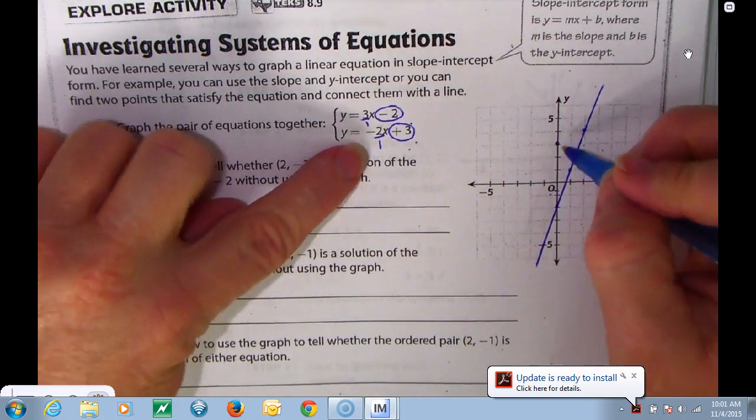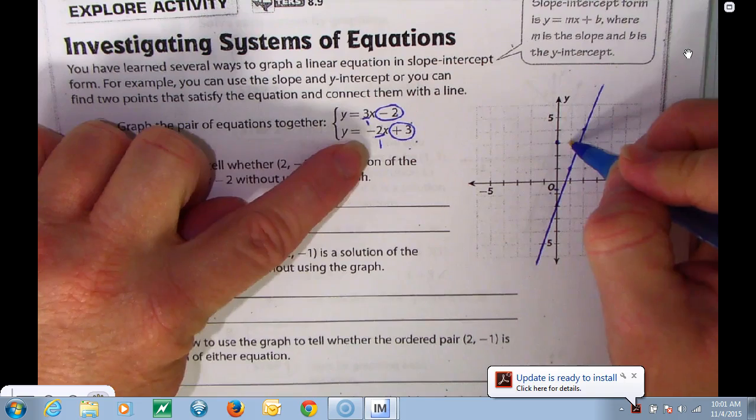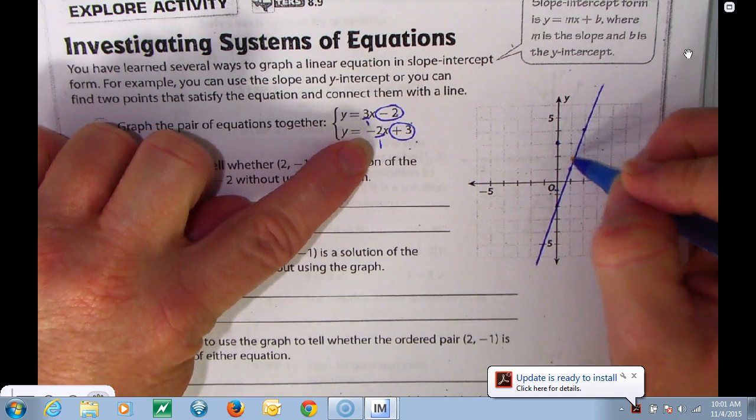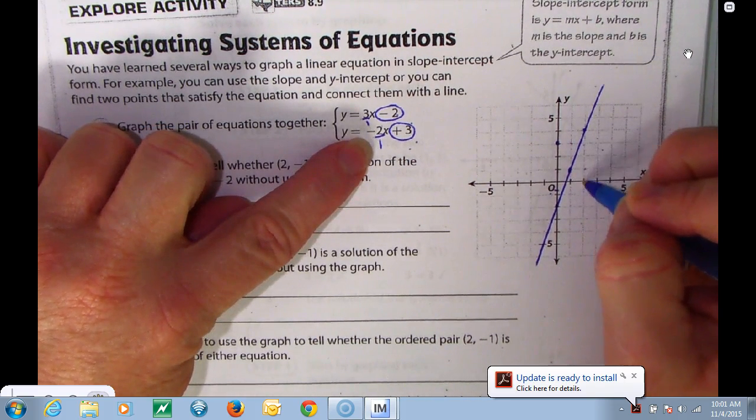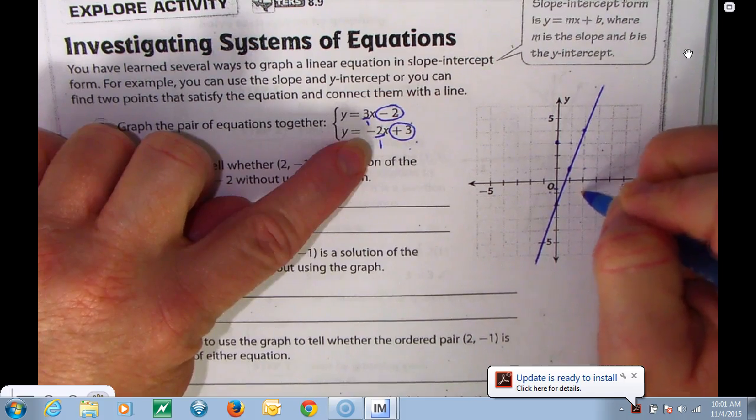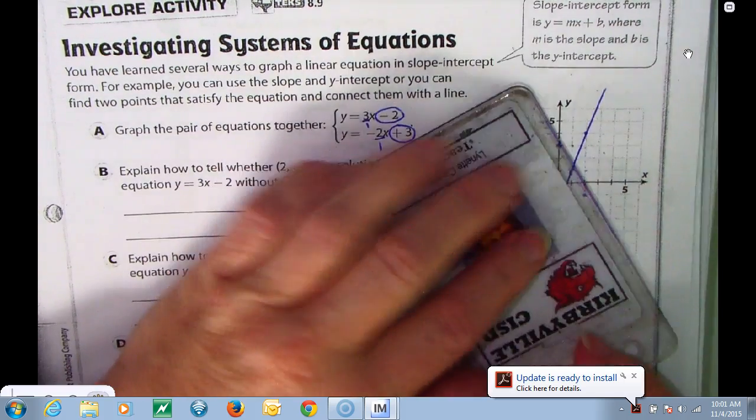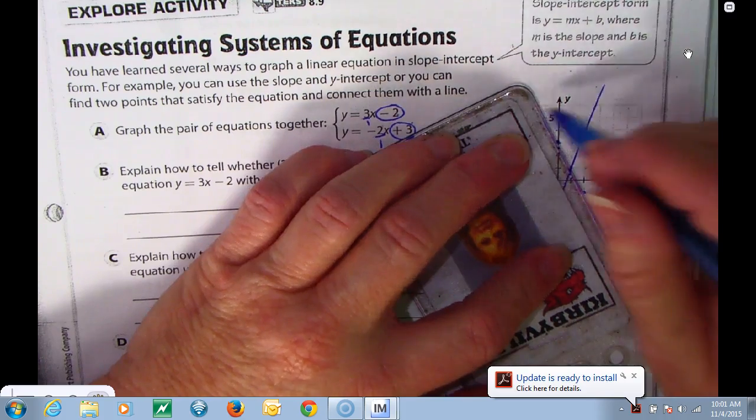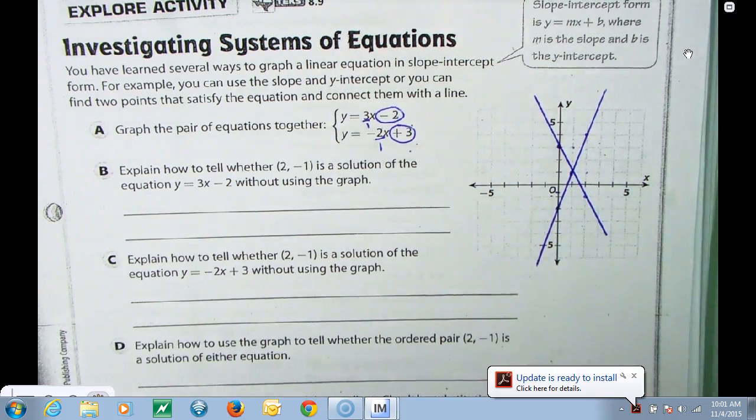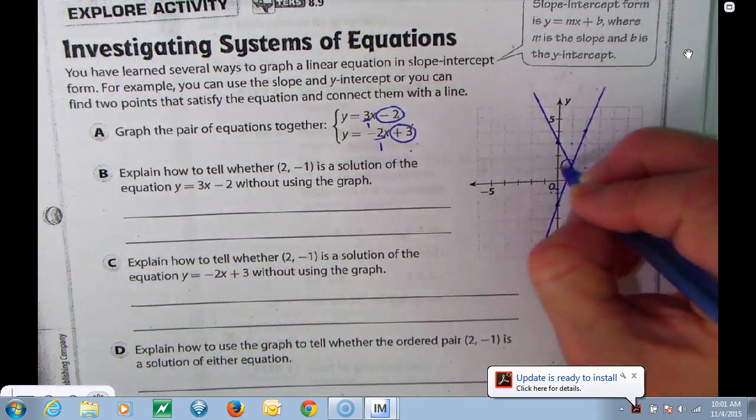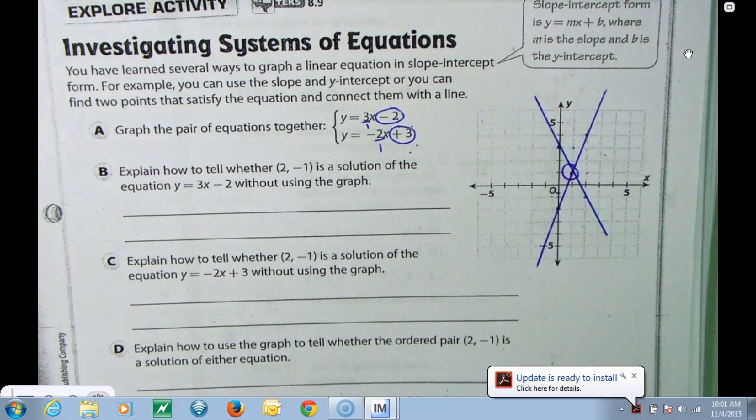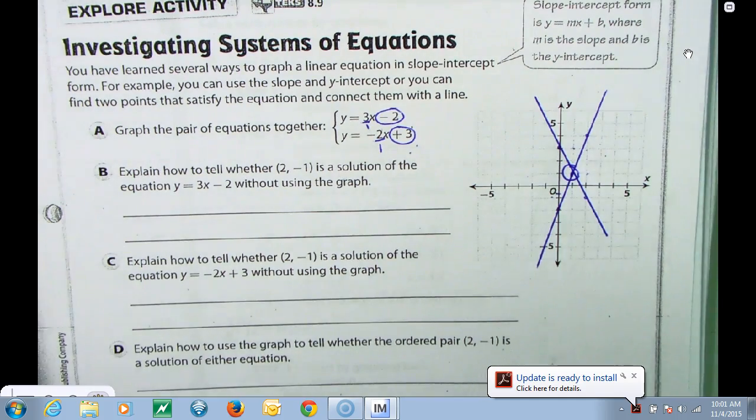So we're going to go over 1, down 2. Over 1, down 2. Draw my line. Where they meet, guys, is the intersection. That is the solution for both graphs. That works for both graphs.